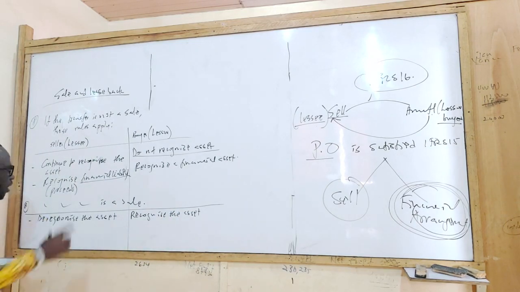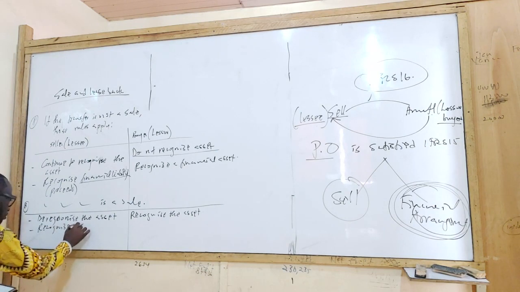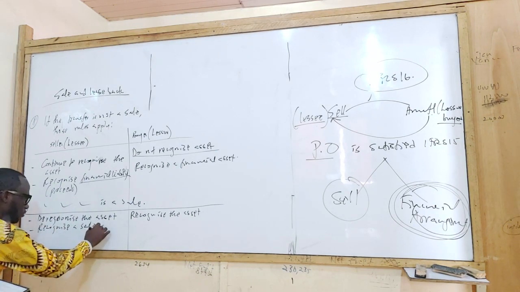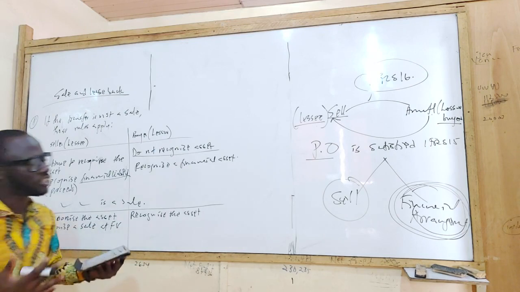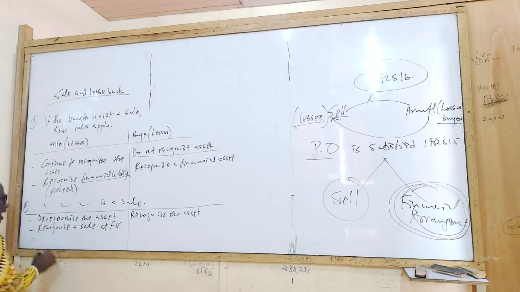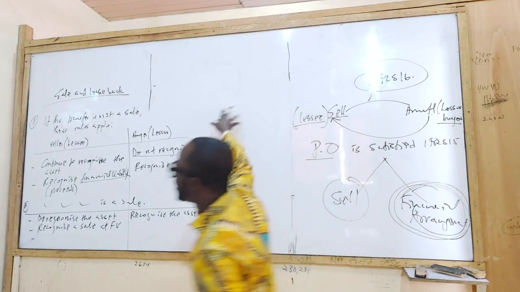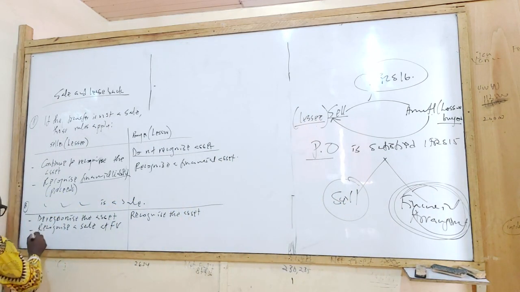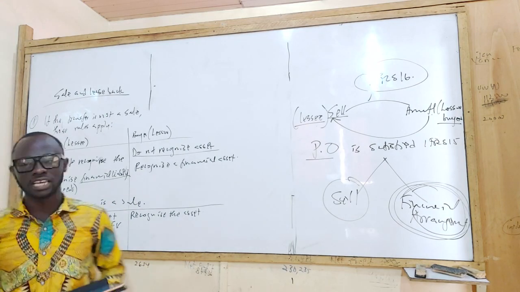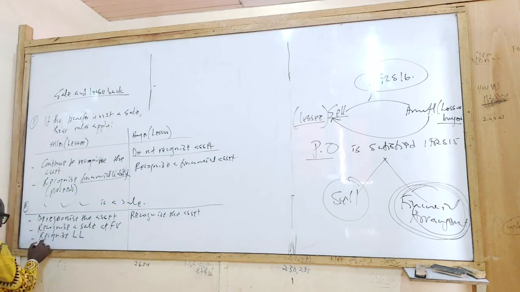Then, since he is de-recognizing the asset, how does he recognize the asset? He must then recognize the sale at fair value. So how much money he is receiving from the deal, he recognizes it at fair value. But then at the same time, even though the asset is sold, he has leased the asset. So he will recognize a lease liability.